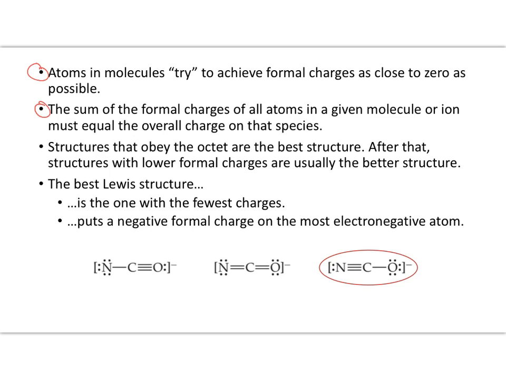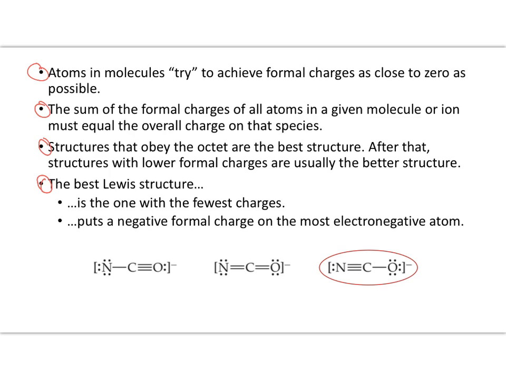The sum of all the formal charges on that molecular ion must equal the overall charge of the species. So if you add up all the formal charges for the sulfate ion, it has to add up to -2. If you add up all the formal charges on a particular molecule, it has to add up to 0 because molecules are neutral. The best structures are ones that obey the octet. If you have to expand the octet, it's fine, but it's usually not going to be super favorable. So you want the fewest charges possible, the most positive formal charge on the lowest electronegativity element, and the most negative on the most electronegative.